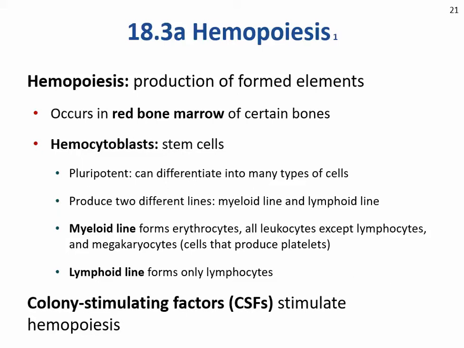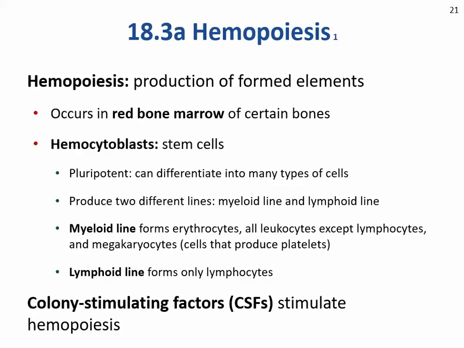There's 2 fundamental lines, the myeloid line and the lymphoid line. The lymphoid line forms the lymphocytes, and the myeloid line forms all the other leukocytes, except for the lymphocytes, and it forms the megakaryocytes, which will become platelets. So this becomes important when we are looking at the different types of leukemia.